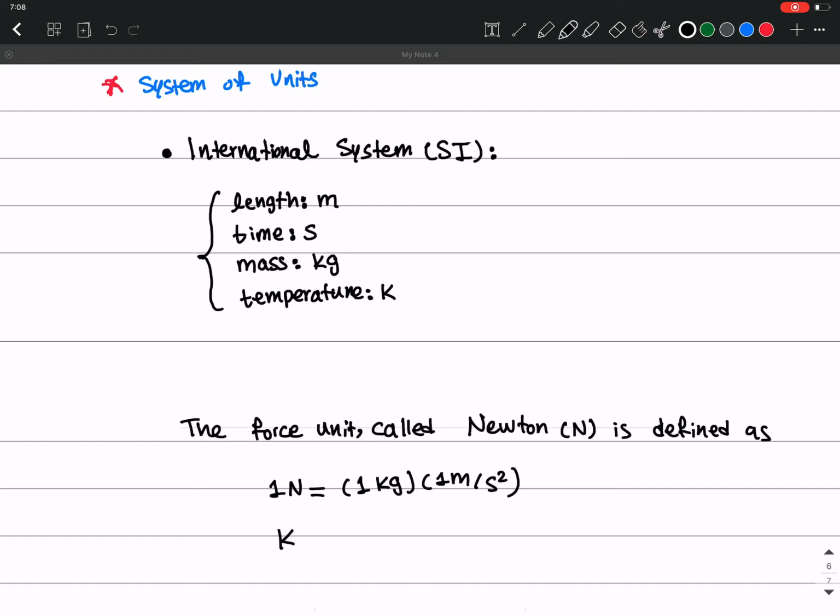And Kelvin is 1 degree Celsius, centigrade, plus 273.15, just so you know. So these are for the international system.